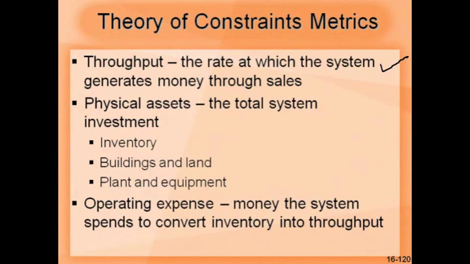Physical assets, the total system investment. It could be inventory, buildings and land, plant and equipment. And the operating expenses, the money the system spends to convert the inventory into throughput. So that's how Goldratt defines operating expense. So very unique and new way of defining some of those terms.